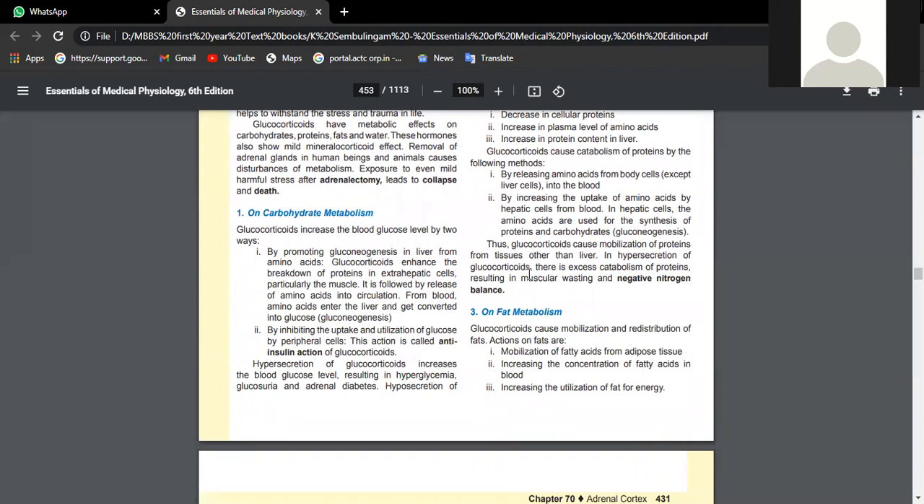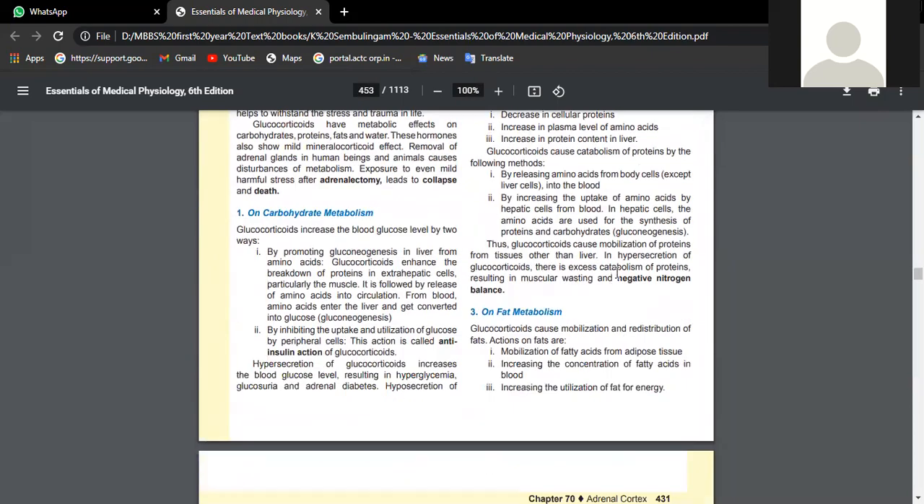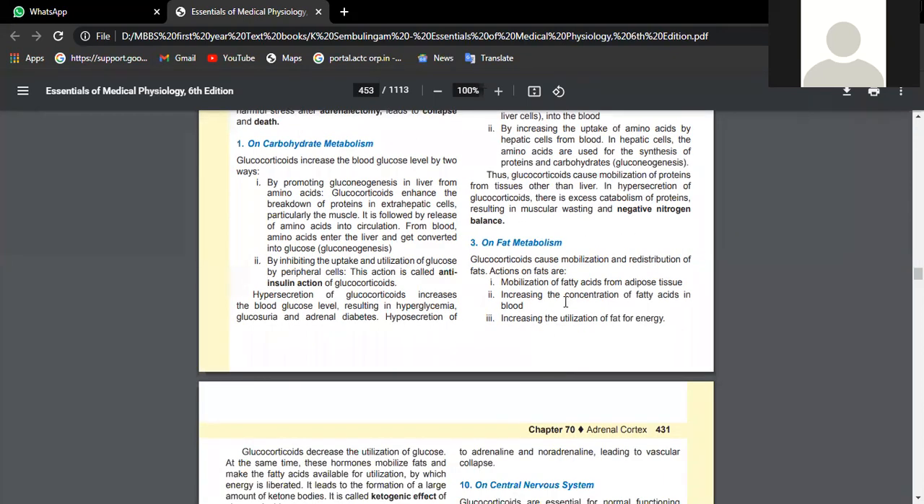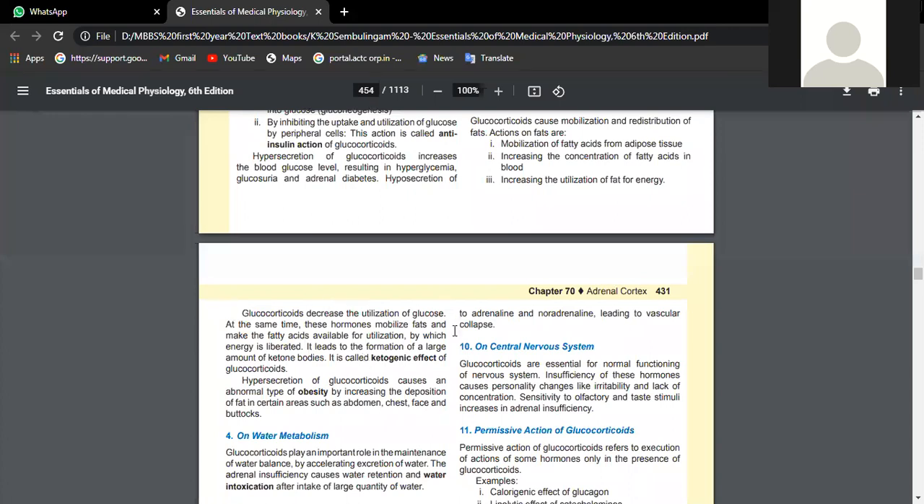Okay, because more proteins are being broken down because of glucocorticoids, they cause negative nitrogen balance. That means more and more output of nitrogen in the form of urine and fecal matter. Okay, that means the output of nitrogen is more than the intake. That's what negative nitrogen balance is. And fat metabolism, what does it do? It causes mobilization of fats and redistribution of fats. Again, the mobilized fats are finally transported for the purpose of gluconeogenesis.